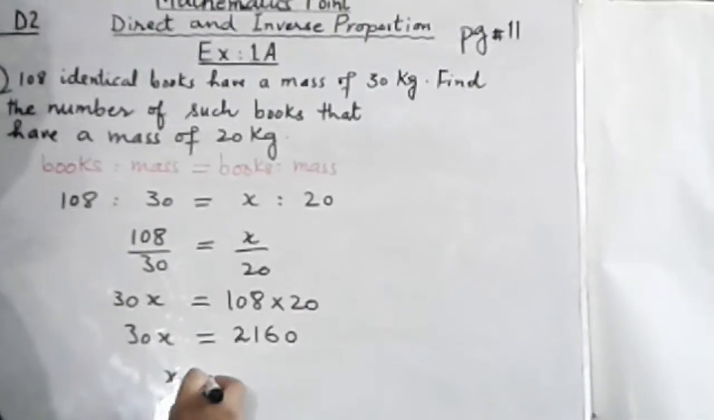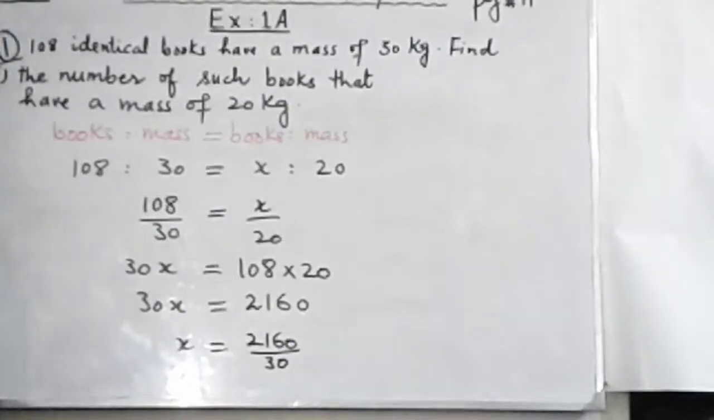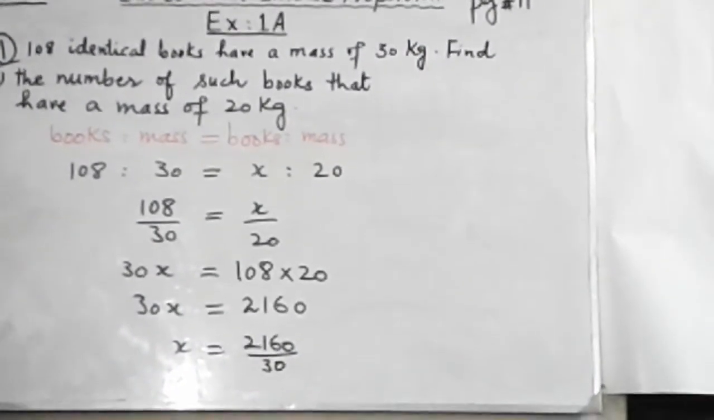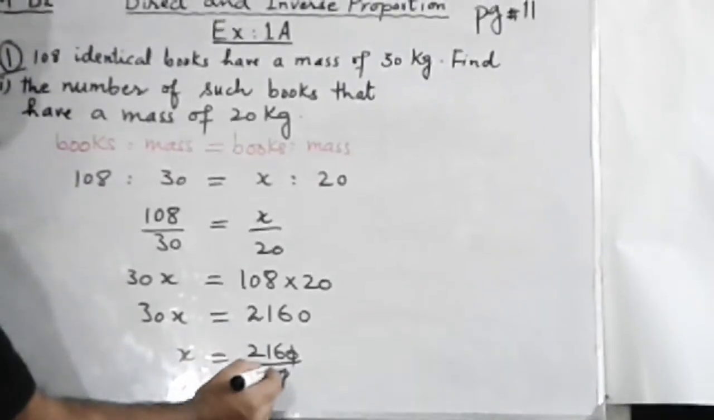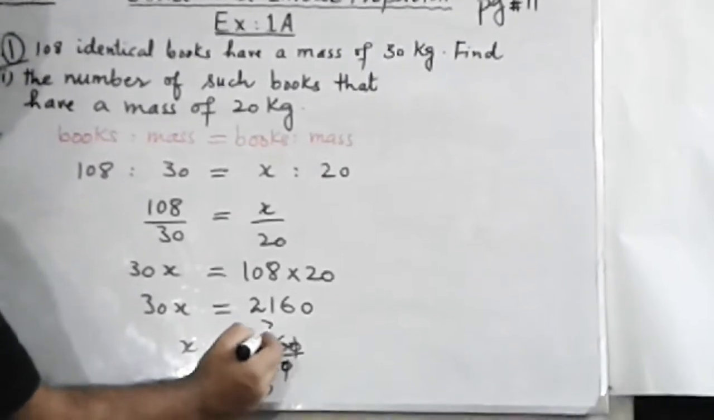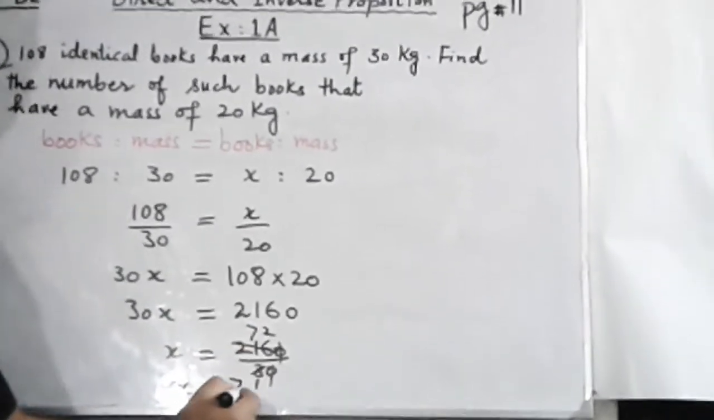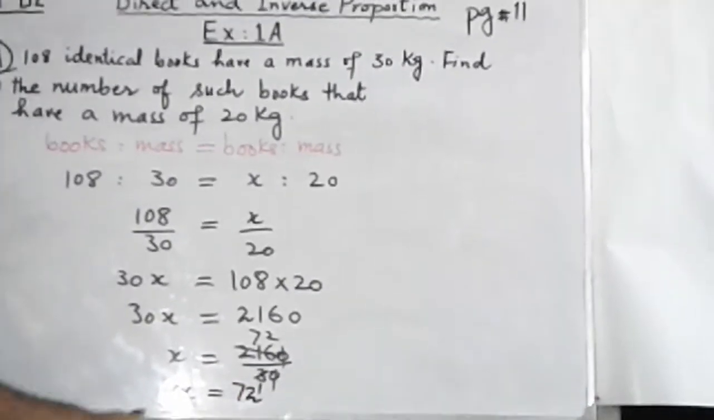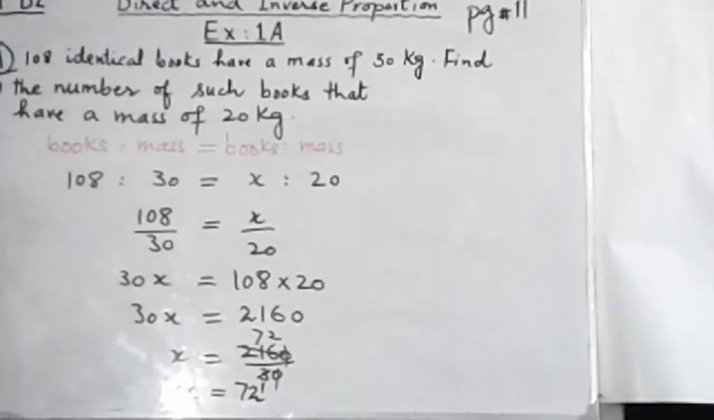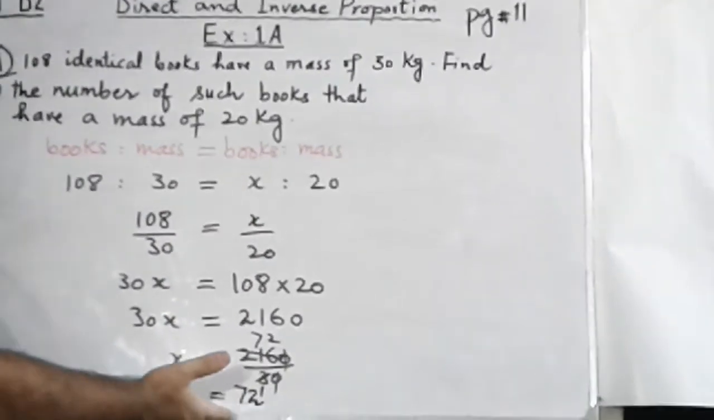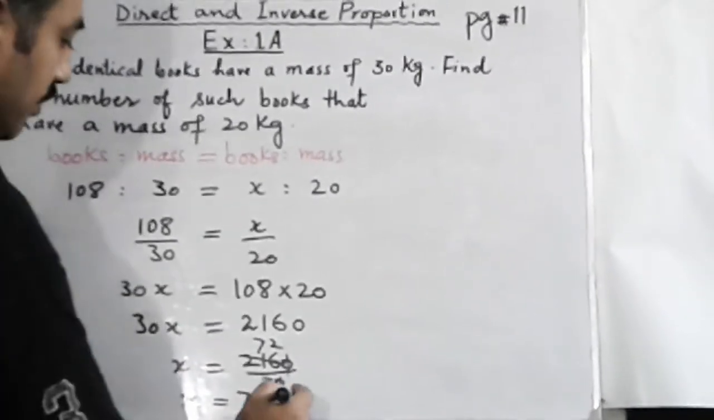We have x is equal to 2160 over 30. Now cancel out these values. 0 is cancelled by this 0, and 3 ones are 3, 3 sevens are 21 and 3 twos are 6. So what is the value of x? We get x is equal to 72. So what is x? X is actually the number of books. So we have found that the number of books is 72. Students, this is the answer.